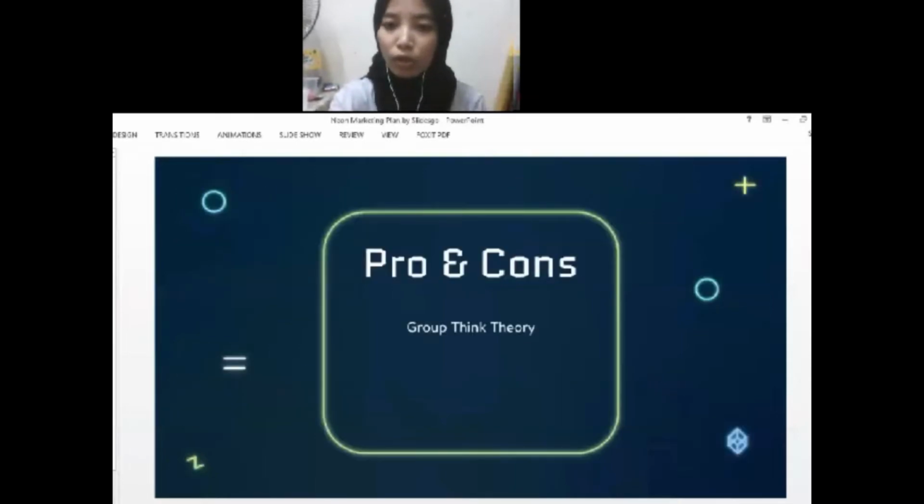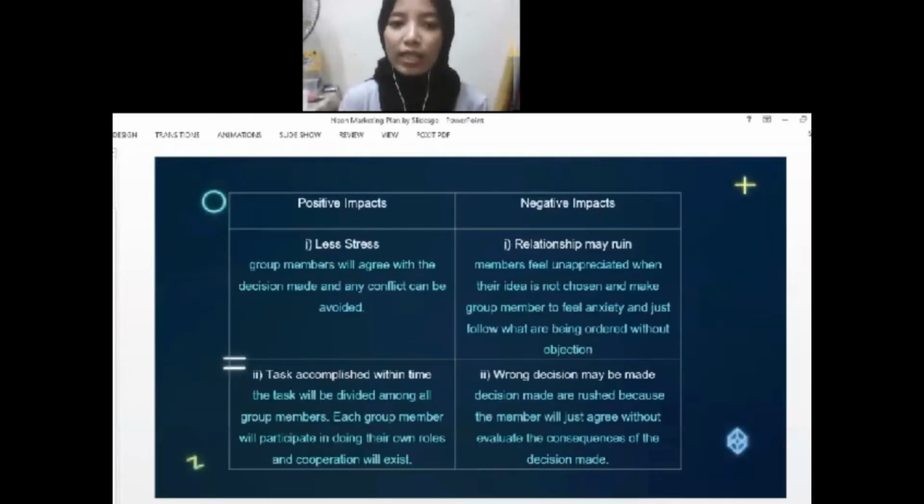The pros and cons of groupthink theory. First is less stress because all group members will just agree with the decision made, so we will not feel stressed with the assignments or tasks needed to accomplish. And second, tasks accomplished within time. The tasks will be divided among all group members, so each member will participate in doing their own part, and the task will be accomplished within time.